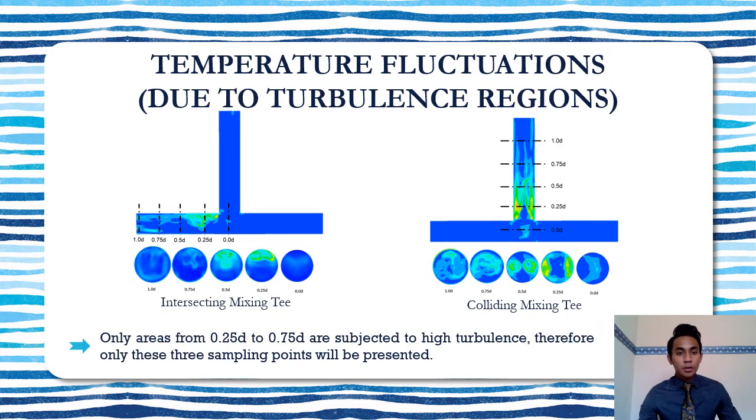My name is Muhammad Amirul Haziq, and today I'm going to talk about the results of temperature fluctuation due to turbulence regions. A transient simulation was done with a total flow time of 10 seconds and a time step of 0.05 seconds for both types of mixing T. For this part, three sections are presented, which are 0.25D, 0.5D, and 0.75D, since their turbulent mixing is notable.